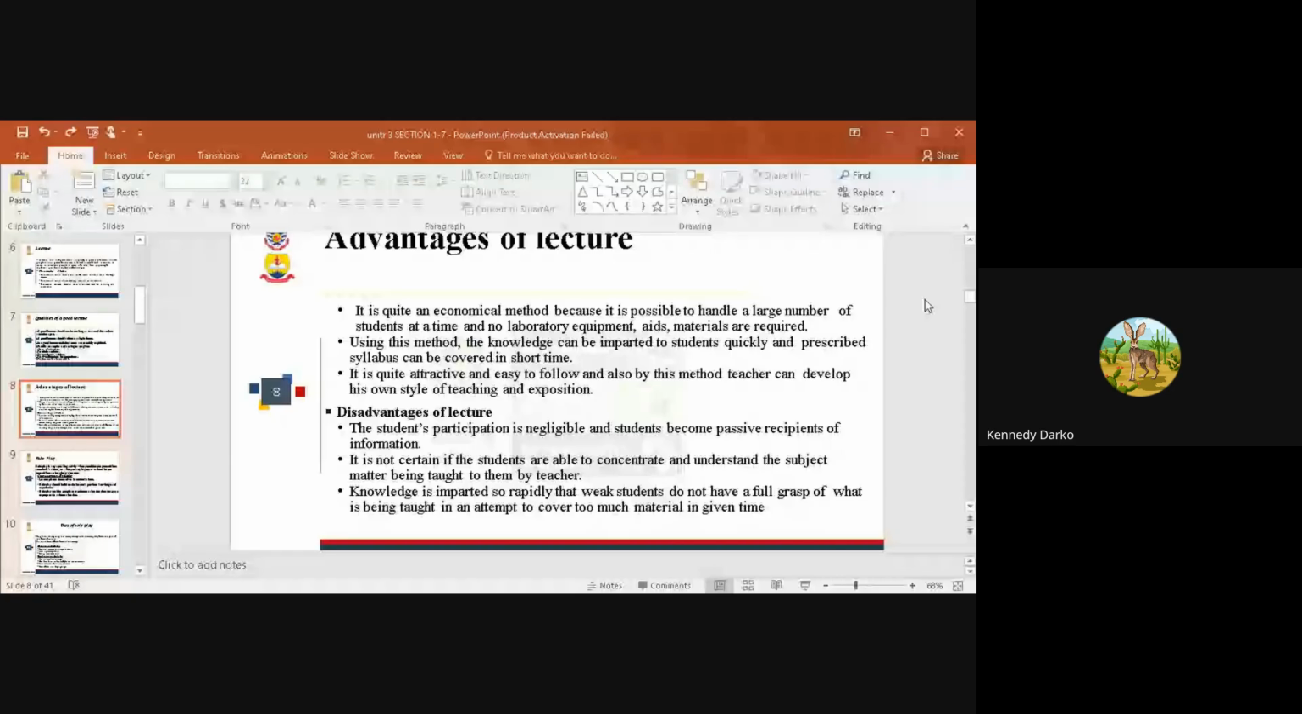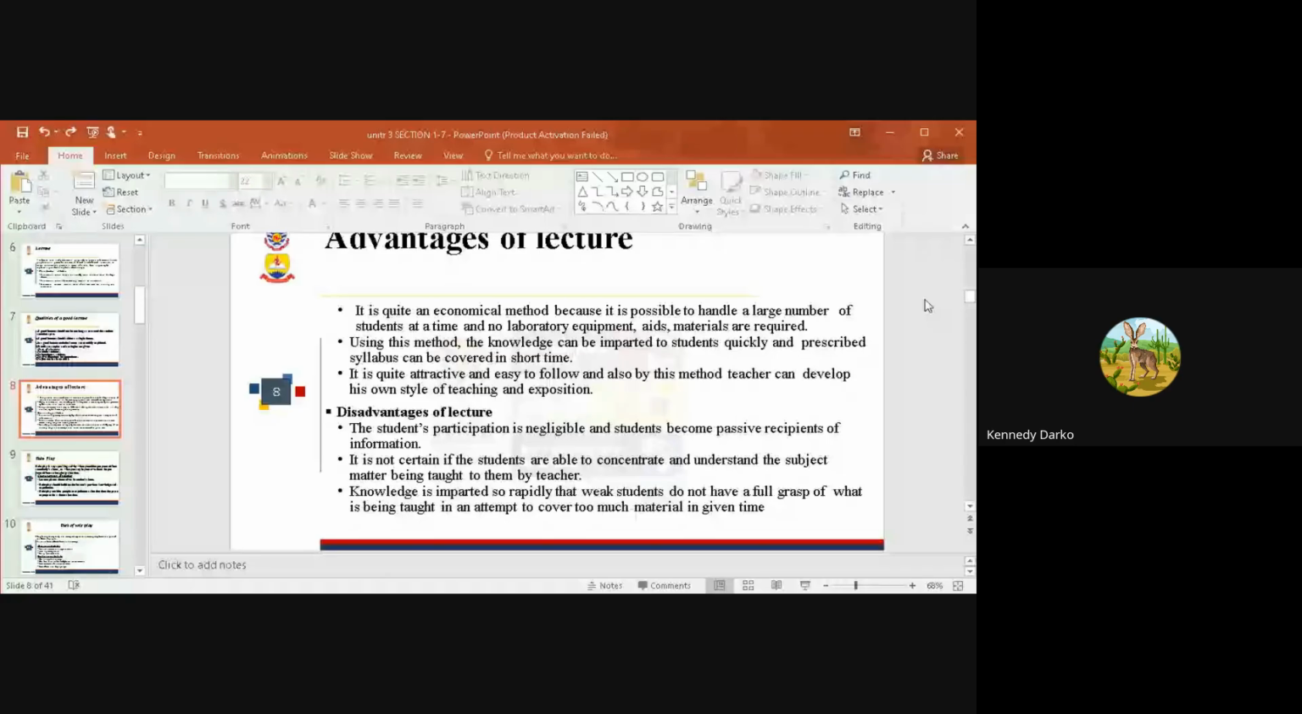Now, knowledge can be imparted to students quickly, and the prescribed syllabus can be covered in a short time. You see, we are going to meet I think 5 times, and we are done with this. It means, therefore, that anytime we meet, one unit is taught. Because it's a lecture method, I have to go through the book, summarize the notes from your course book, so that I'll be able to use it to teach, to achieve this idea that anytime we meet, one unit must be taught.